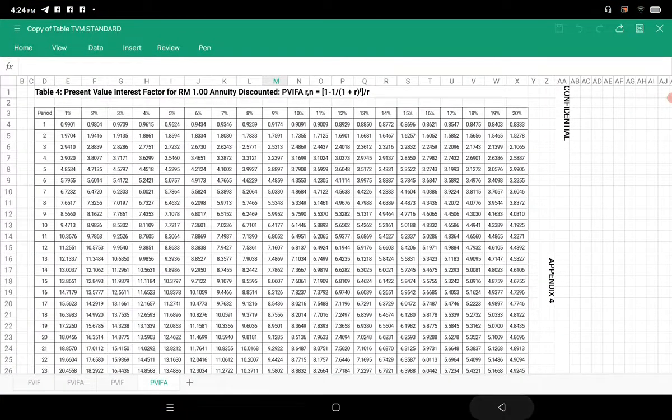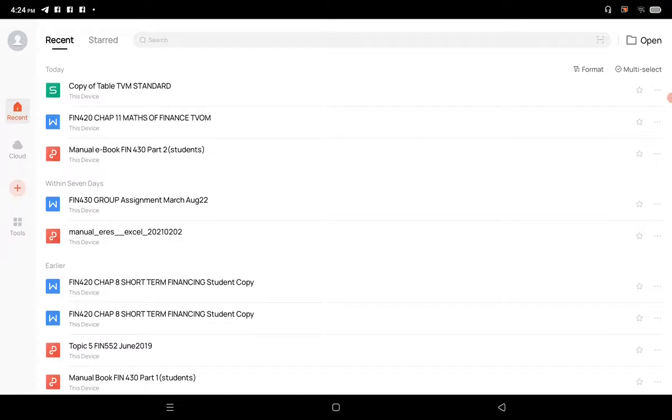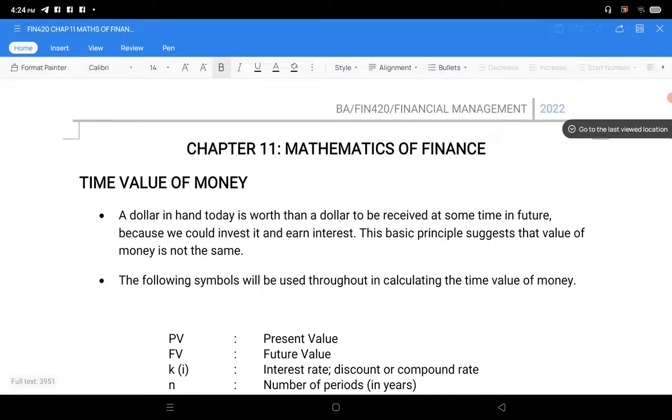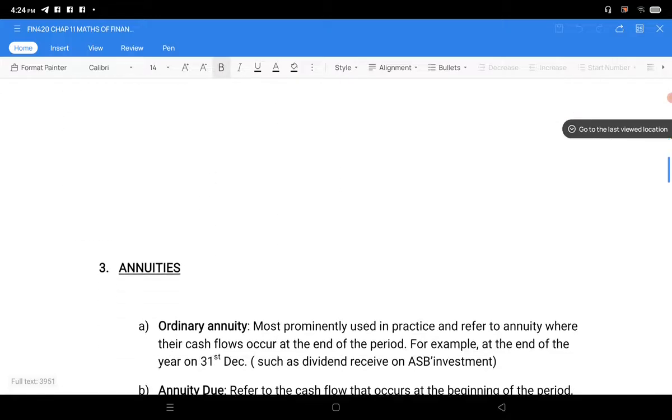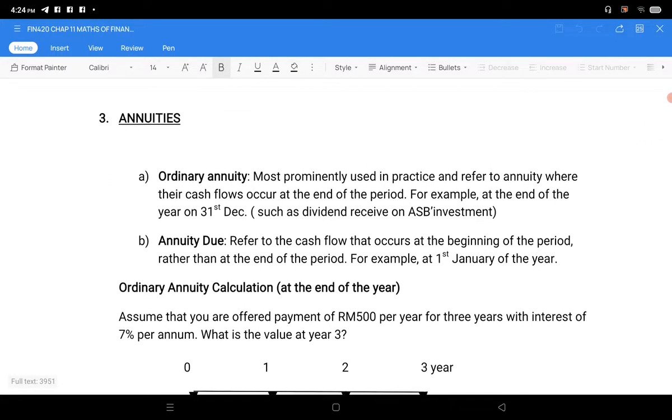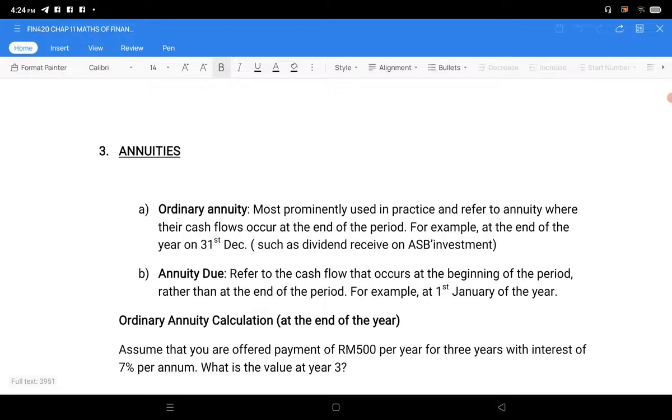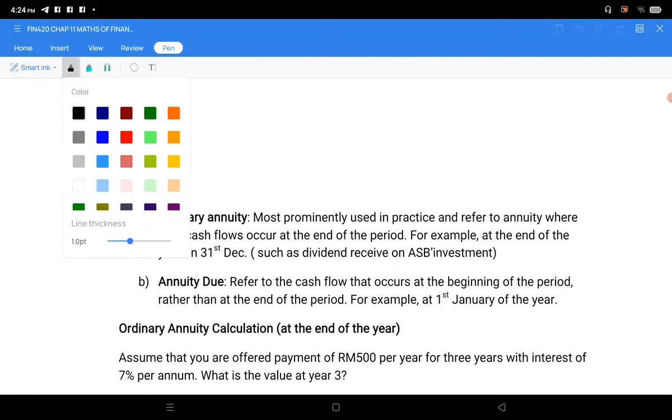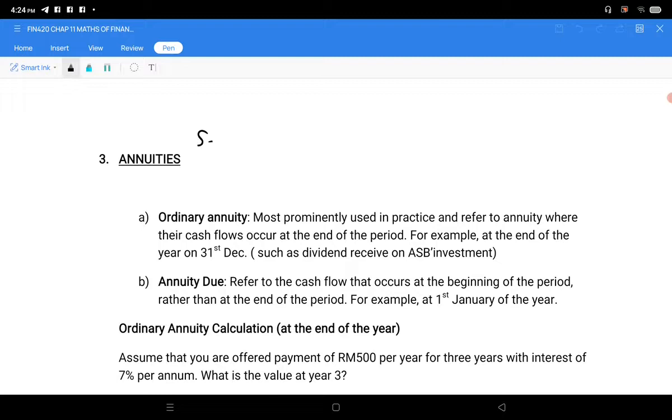Okay, let's go to the previous notes. For annuities, there are two types of annuity that you should know. Annuities, you already know, are a series of equal payments, whether payment or money that you will be receiving, tak kisahlah. As long as it's equal dan berlaku setiap tahun atau setiap bulan, kita panggil dia sebagai annuity.